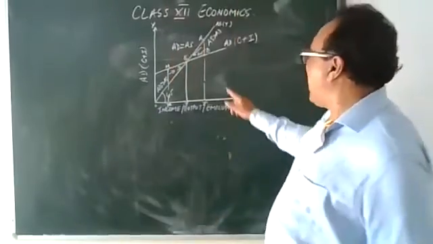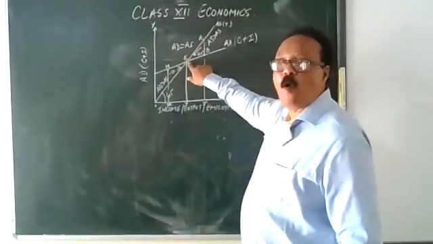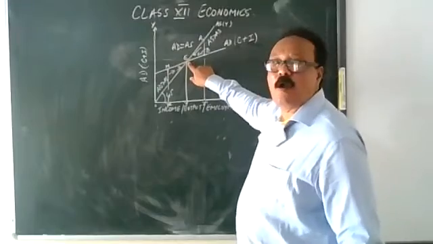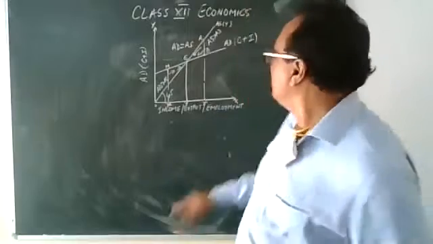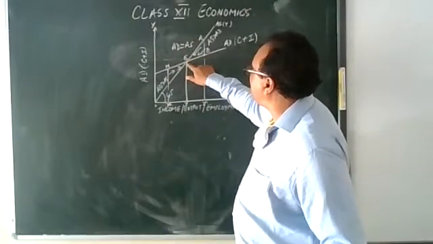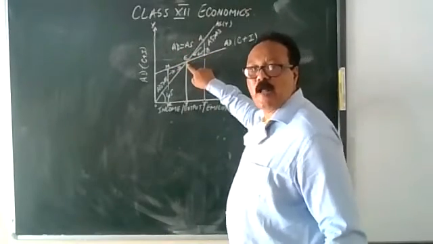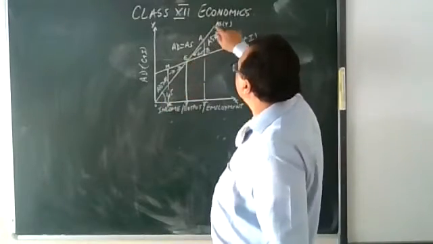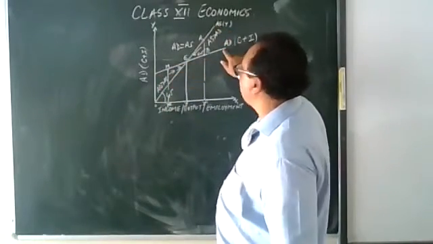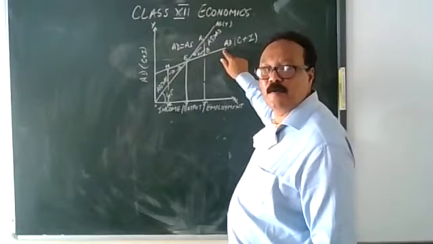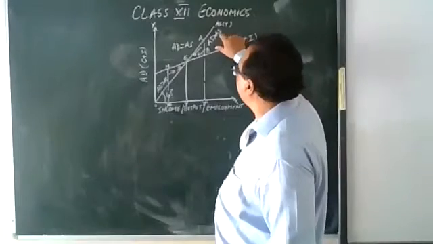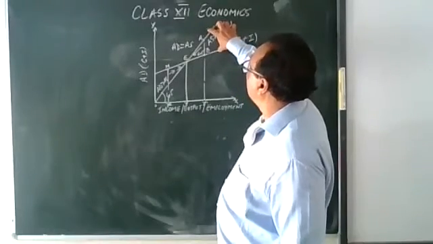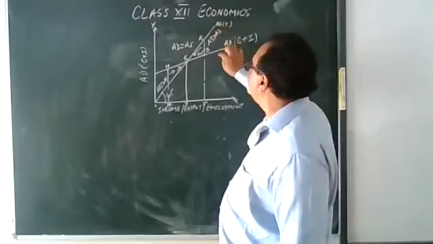So what is happening over here? When AD cuts AS at a point, that point is called the equilibrium point. So AD equals AS at this point. Now look at the diagram carefully. The AS line is on top, and the AD line is at the bottom, below that. What is happening here? AS is greater than AD.